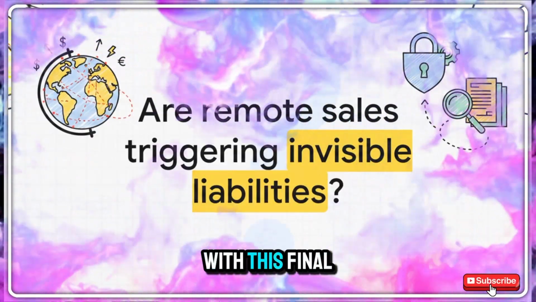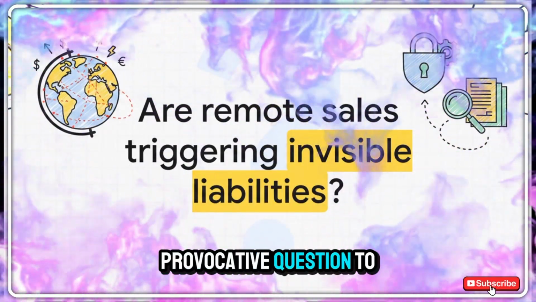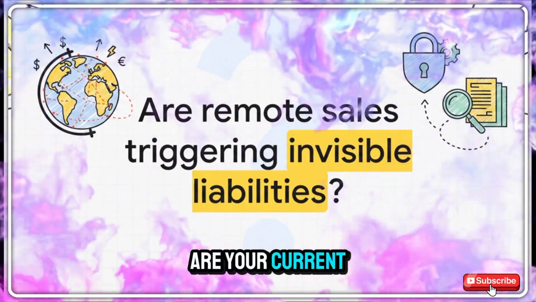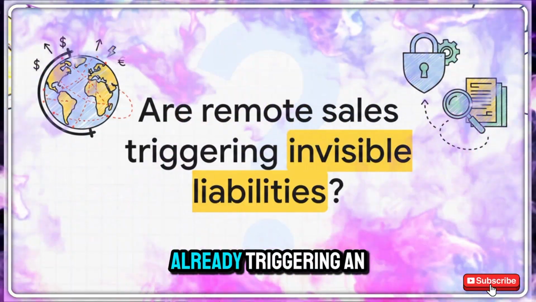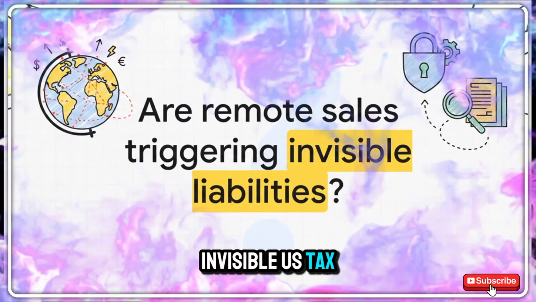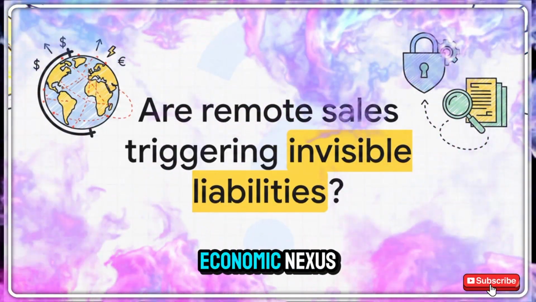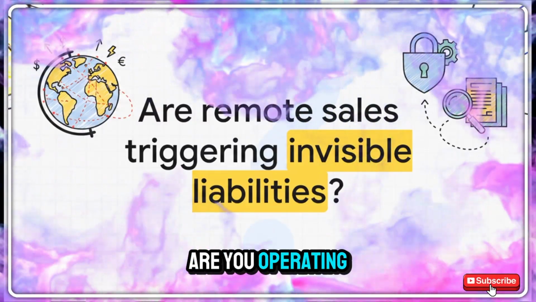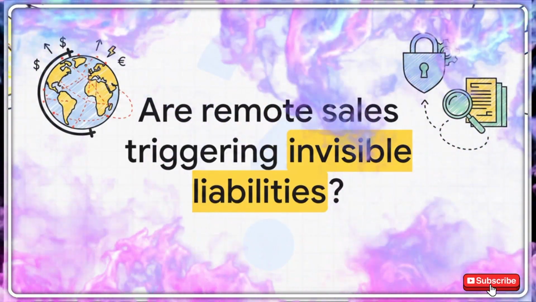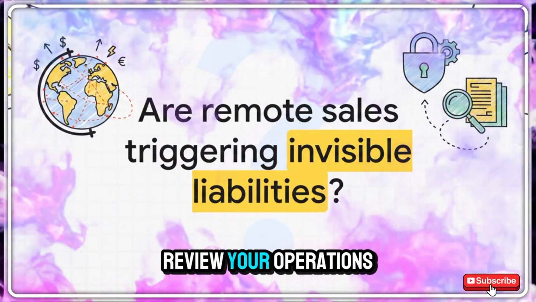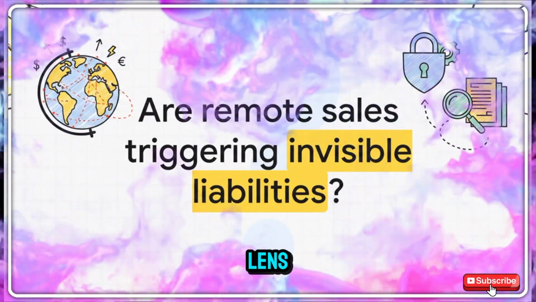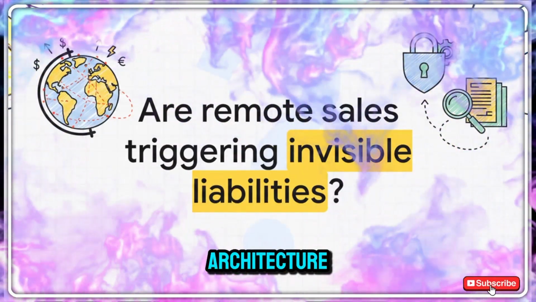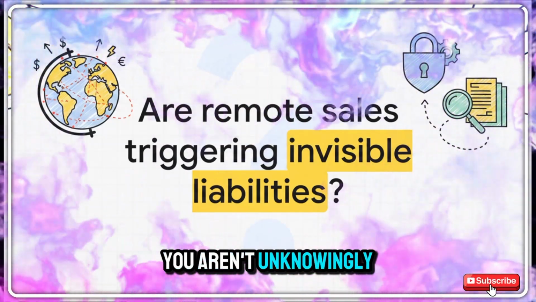Which leaves us with this final provocative question to evaluate. Are your current remote digital sales already triggering an invisible U.S. tax liability? Based on the economic nexus thresholds of your global clients, are you operating entirely in the dark right now? It is highly recommended to review your operations through this analytical lens, secure your compliance architecture, and make sure you aren't unknowingly tripping wires from thousands of miles away.